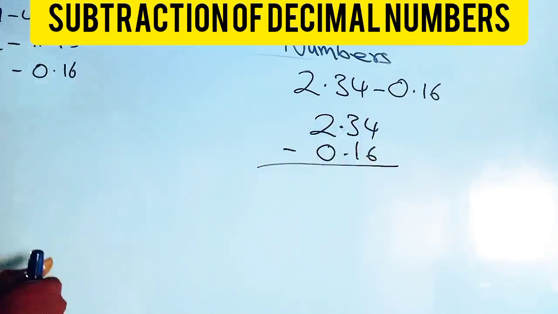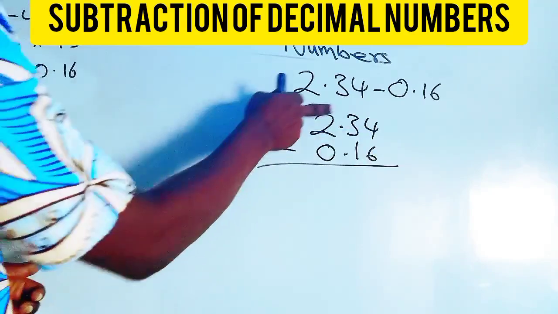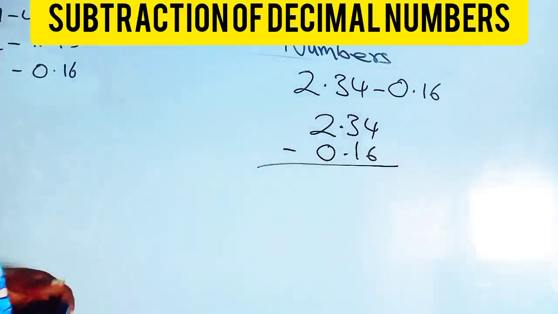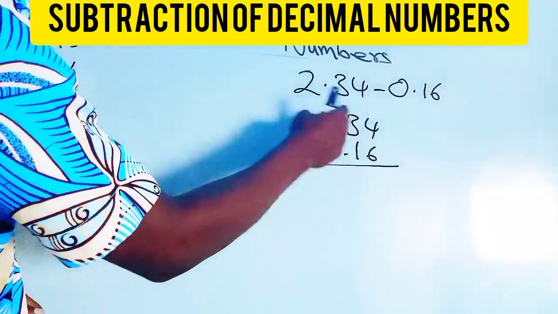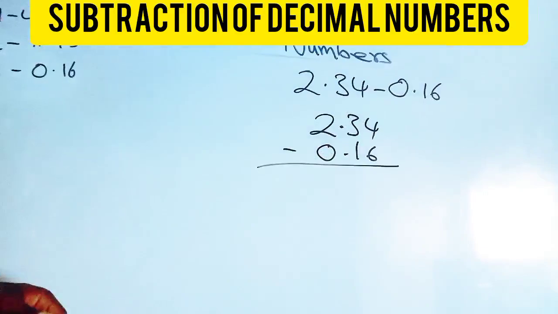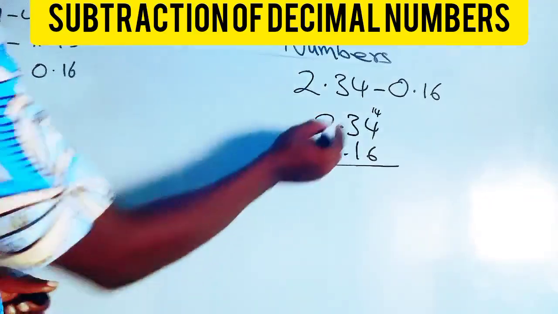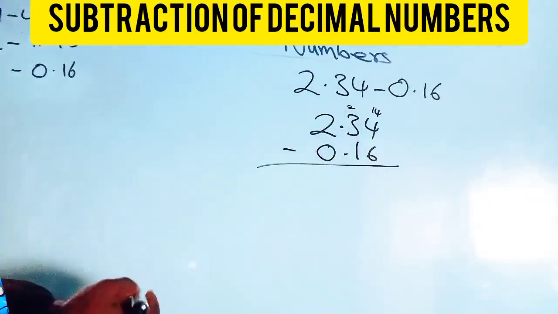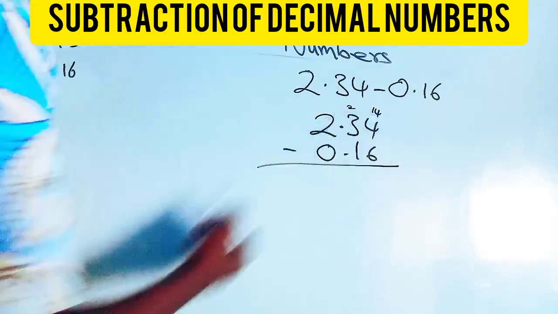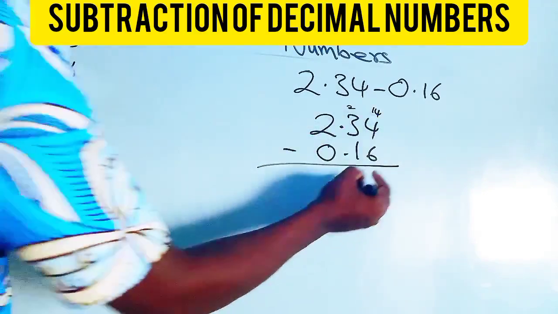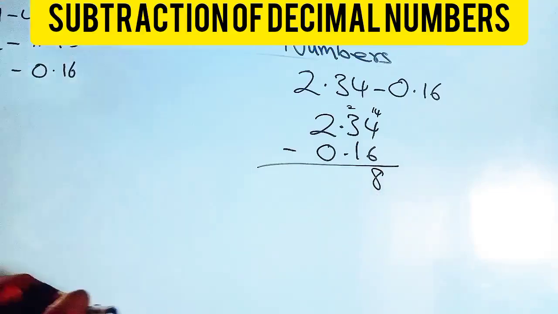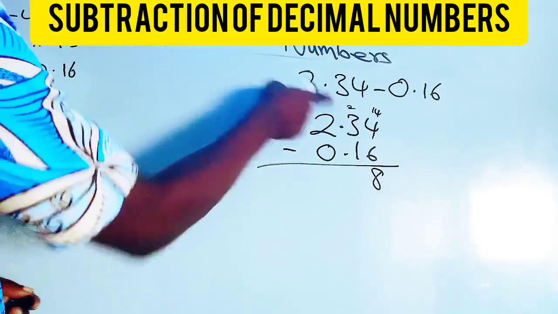No. What do we do? You borrow 1 from the 3 to add to this. So when you borrow 1 from here, which is turning to 10, and add it to the 4, you'll be having 14. So you'll be having 14 here, while this place becomes 2. Now 14 minus 6 is 8.